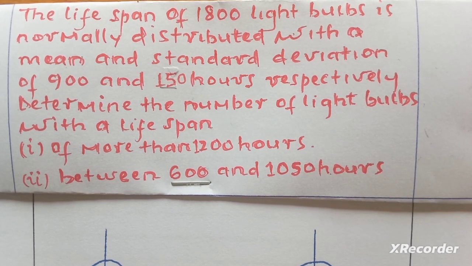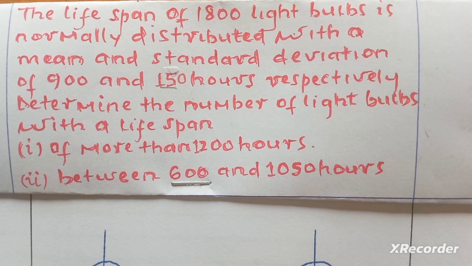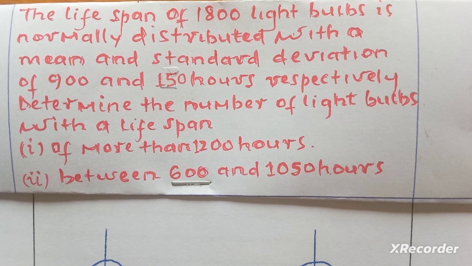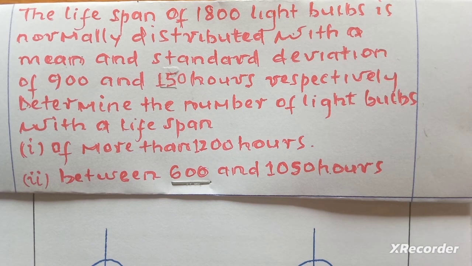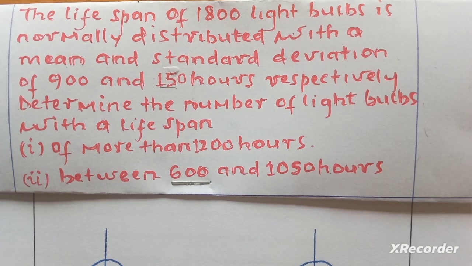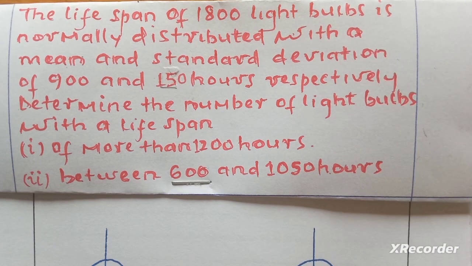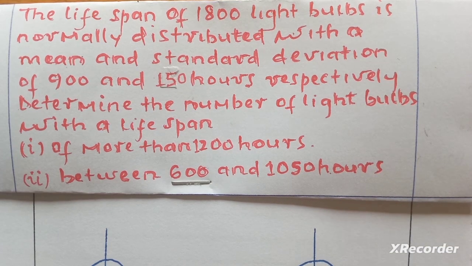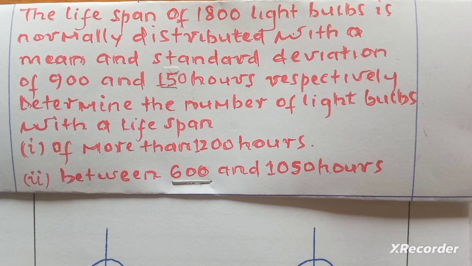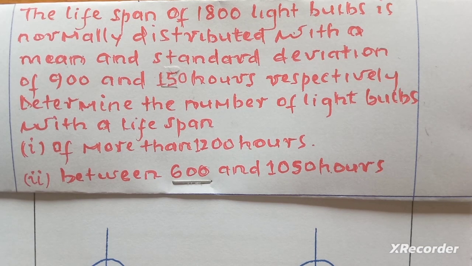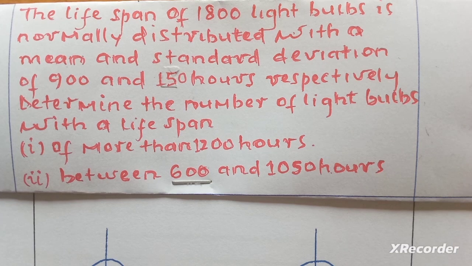Determine the number of light bulbs with a lifespan of more than 1200 hours. So the 1200 is at this point. So let me call it, this one is 1200. And what we want guys is this is what we are looking for. But now guys, we can't use this because this is not the standard form. So we will have now to convert this into standard form.